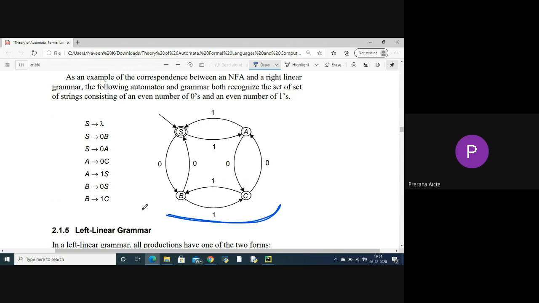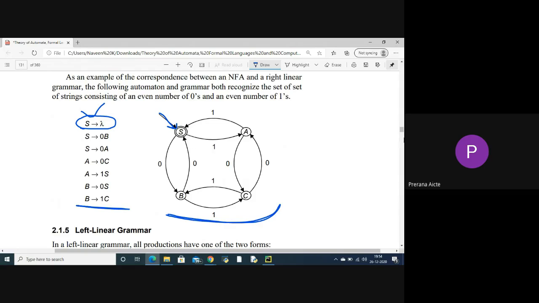Coming to the construction of finite automata with right linear grammar, the production S tends to epsilon means that S is a final state. Here S is also the initial state. The initial state is represented by an arrow mark, and the final state is represented by a double circle.